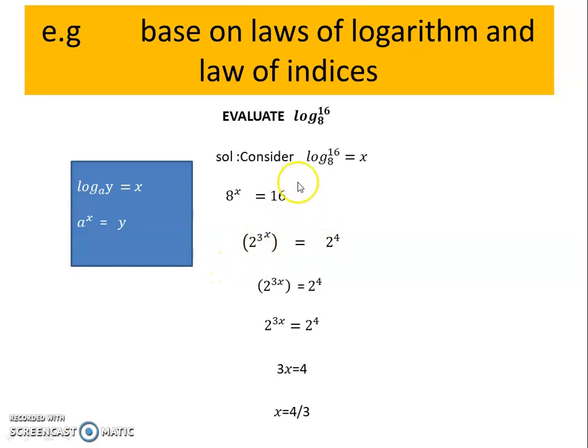We compare because the equal sign is there. We know that a raised to m, raised to n is a raised to mn. So 2 raised to 3x is equal to 2 raised to 4. We know that if the bases are the same, then the indices are equal. Therefore, 3x is equal to 4. Therefore, x is equal to 4 upon 3.